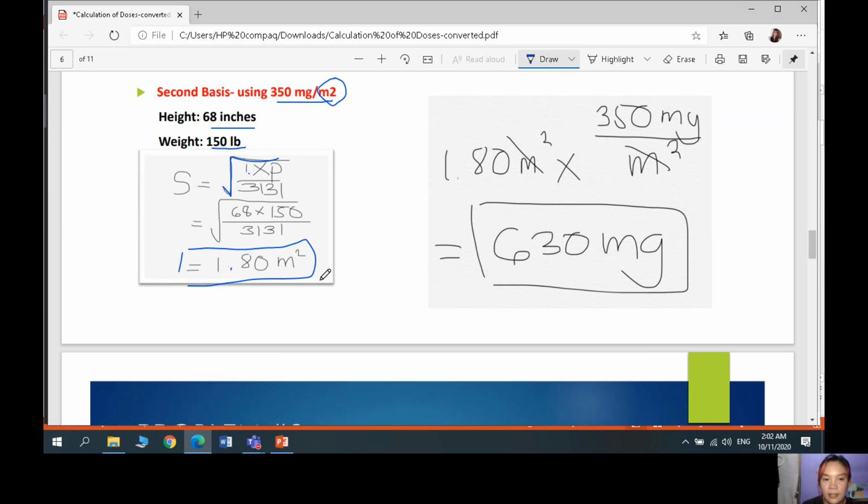And this is the BSA. Okay, sorry for the brain.